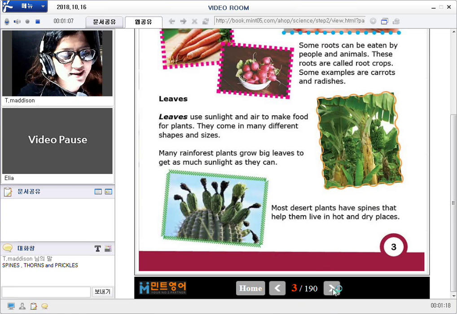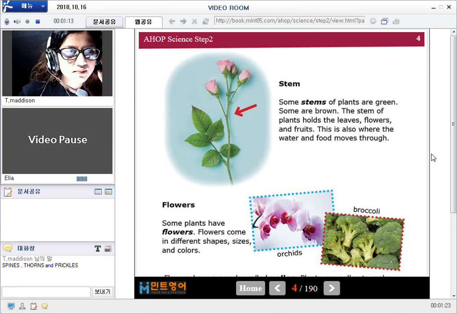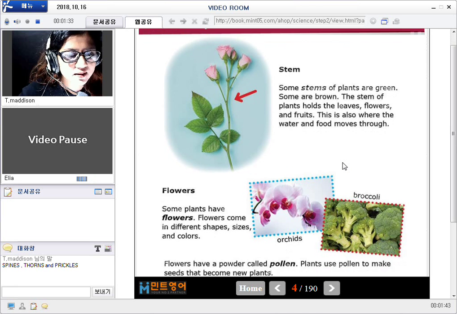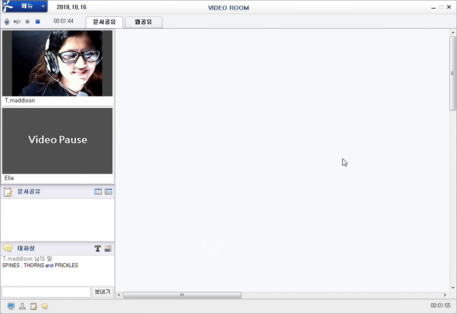And stem. Some stems of plants are green, some are brown. The stem of plants holds the leaves, flowers, and fruits. This is also where the water and food move through. And flowers. Some plants have flowers. Flowers come in different shapes and sizes and colors. Flowers have a powder called pollen. Plants use pollen to make seeds that become new plants.